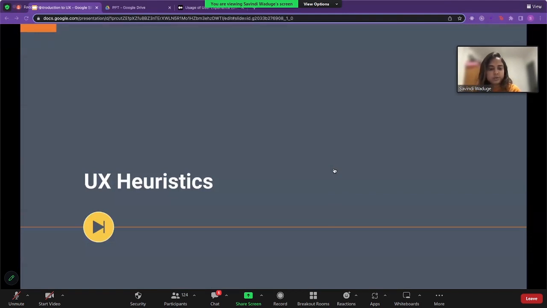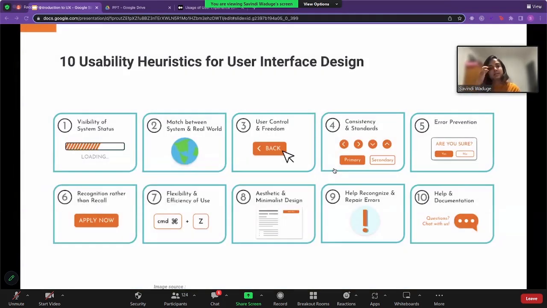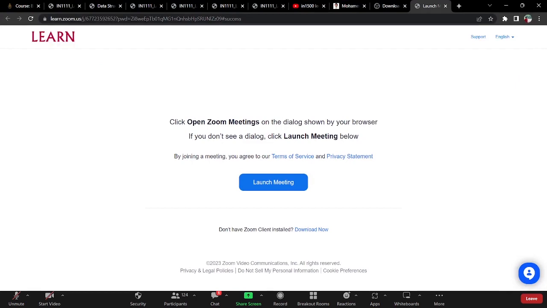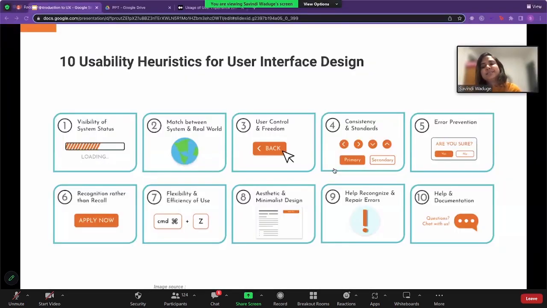Okay, UX heuristics. Jakob Nielsen, who is one of the founders of the Nielsen Norman Group that I mentioned earlier, I keep mentioning that group, you can look it up if you want to learn about UX. Jakob Nielsen came up with 10 general principles for interaction design. These can be considered broad rules of thumb.